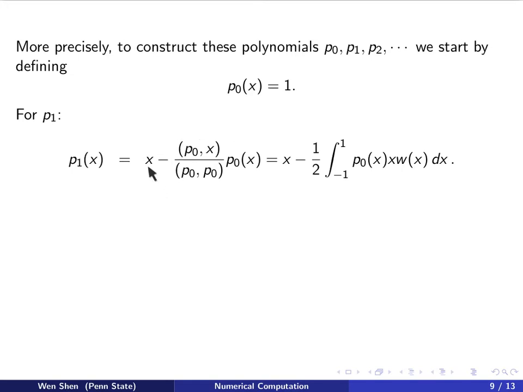And if you take a function x and subtract its projection with respect to the inner product, what you get as a result is something that's orthogonal to the function that you project with. So here P0 is 1, and these inner products are just integrals. You integrate 1 times 1, you get a 2, so I get a 1/2. And then this integral here is from -1 to 1, P0 times x times w of x.